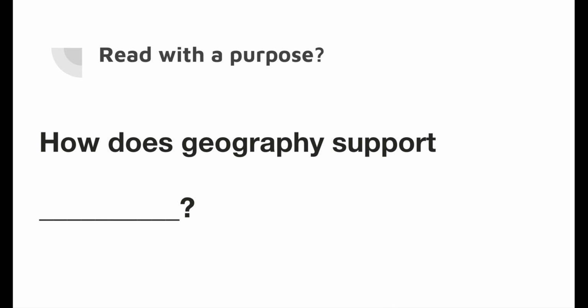While you're reading the article, you want to always be reading with a purpose. The purpose for this particular article is we want to understand why the author is saying, based on these 7 topics, how does geography support that topic? And so while you're reading, you want to be always asking that particular question.